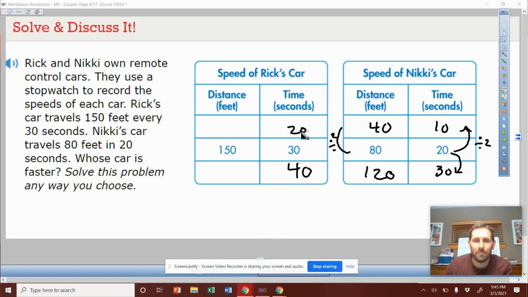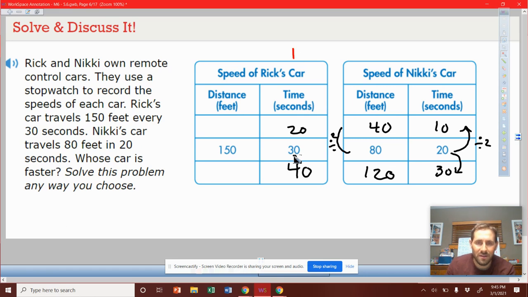And let's see if we can complete this one. So what I'm noticing in the beginning of this one is that 150 and 30, what can go into both of these numbers is 30. So that might help me in the sense if I can reduce this down to 1 unit. So what did I do to 30 to turn it into 1 is I divided by 30, right? So what am I going to do over here to 150? I'm going to divide it by 30. So how many 30s go into 150 is 5. So this tells me that he's going to go 5 feet every 1 second.